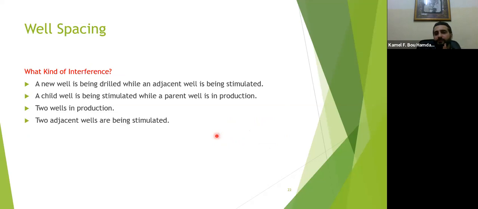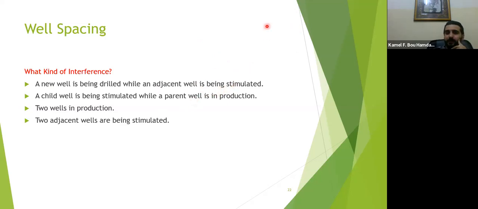So what kind of interference might we have? Here we have 4 different cases. The first one is when we have a new well, which is being drilled, and you have an adjacent well which is being stimulated, or you are applying hydraulic fracturing. So think about it. If you are drilling a well and you are fracking a well nearby, what might happen is that during drilling, the pore pressure inside the rocks which are being fractured is going to increase a little bit due to the fracturing fluid entering the rock.